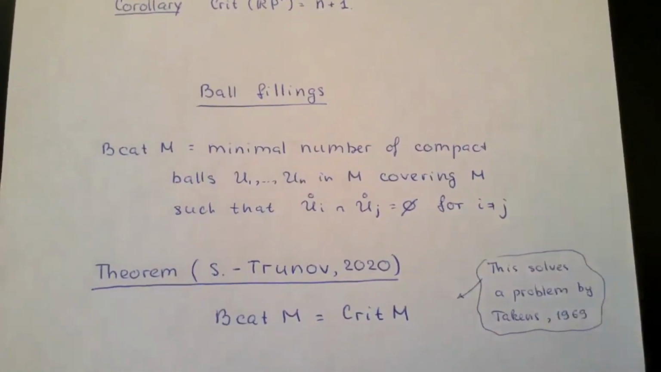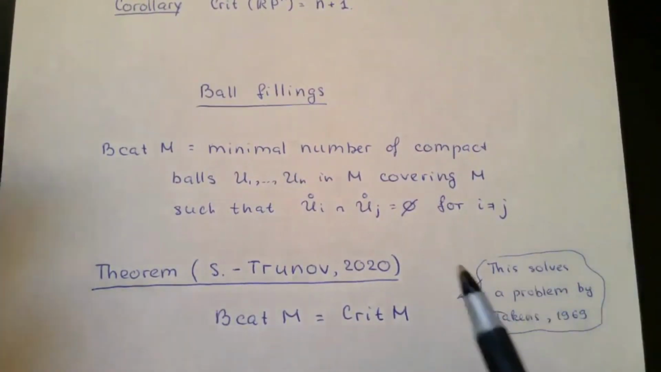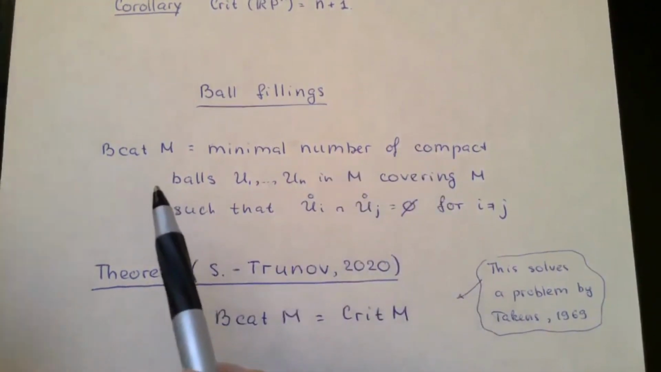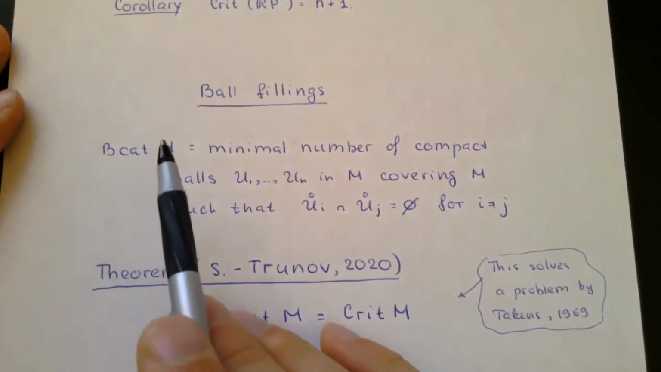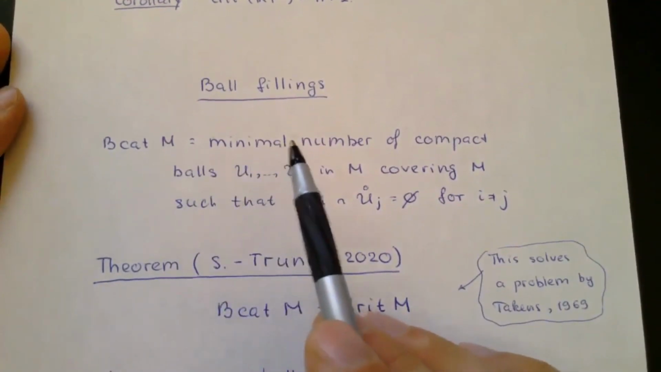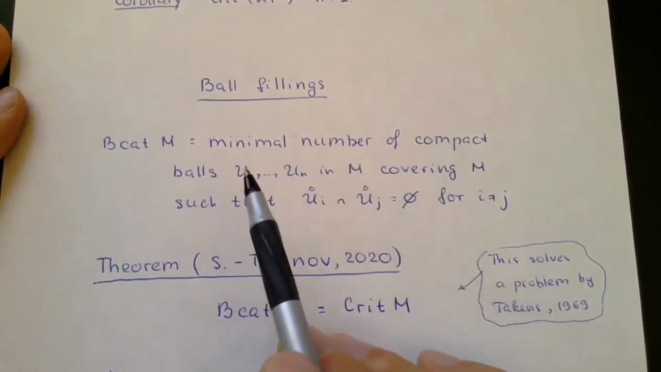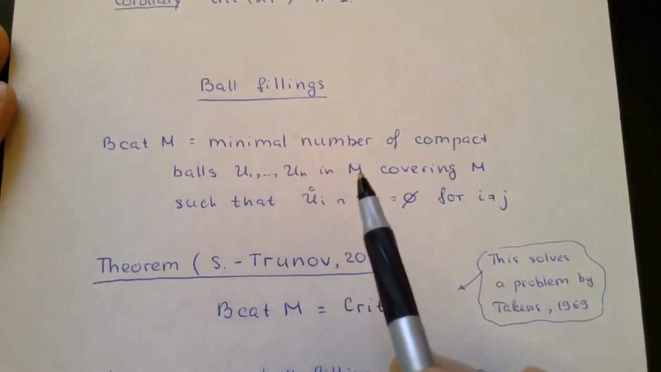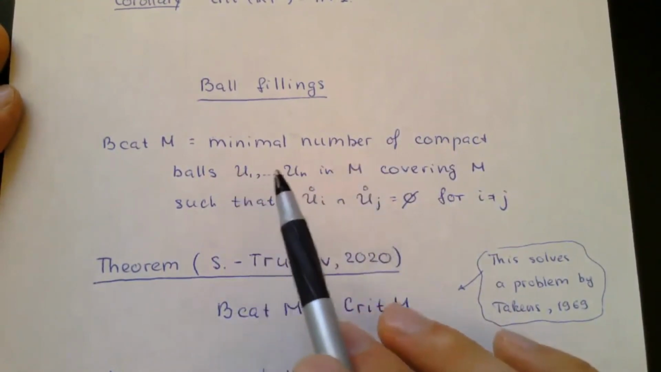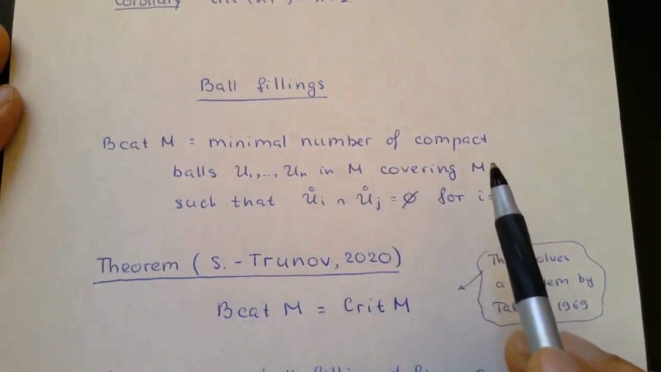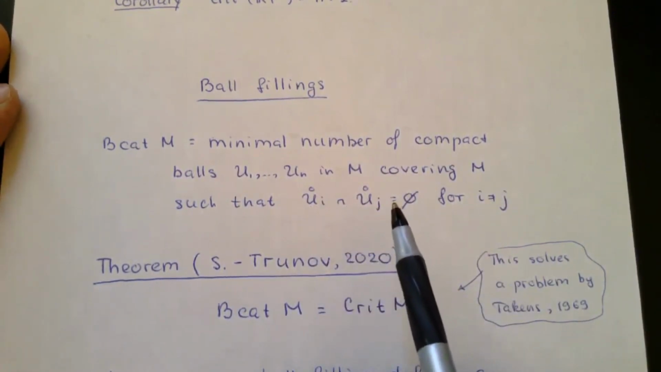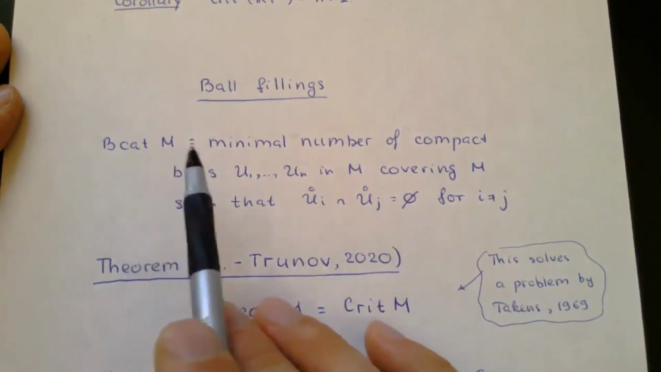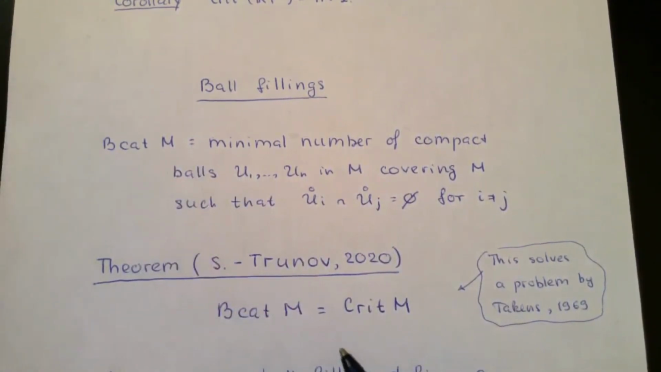With Stanislav Trunov, we introduced a new notion, which we call ball filling, and we defined a new invariant, which we call Bcat M. This is the minimal number of compact balls U1 through UN in the manifold M, such that these balls cover the manifold M and such that their interiors are disjoint. So we are looking for the minimal number of such compact balls.